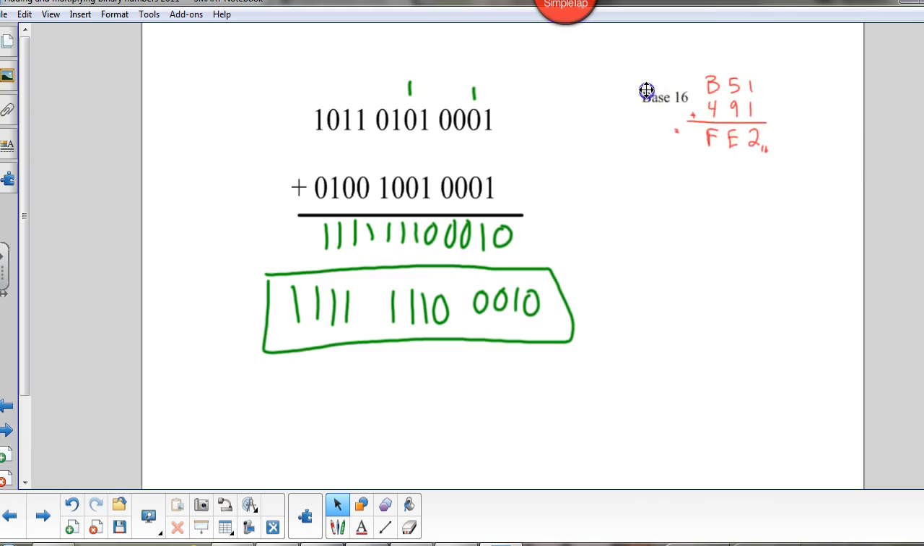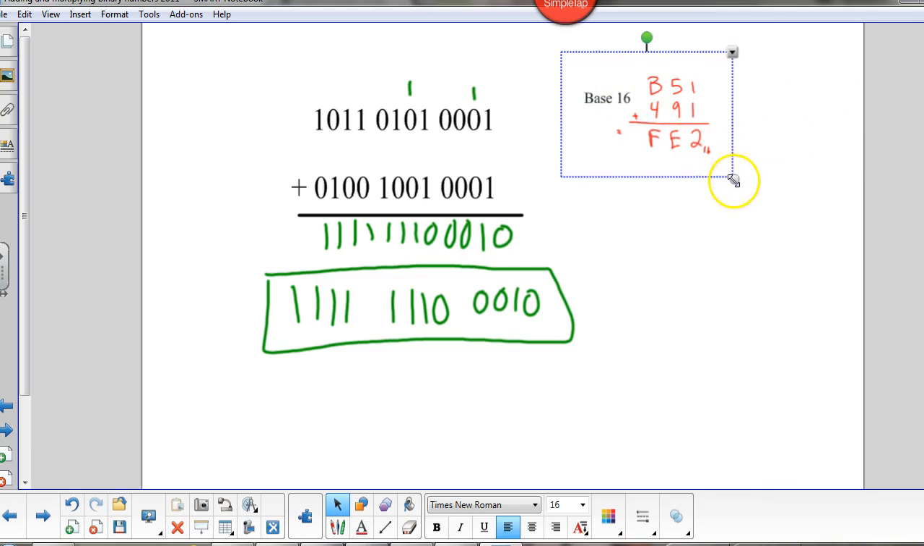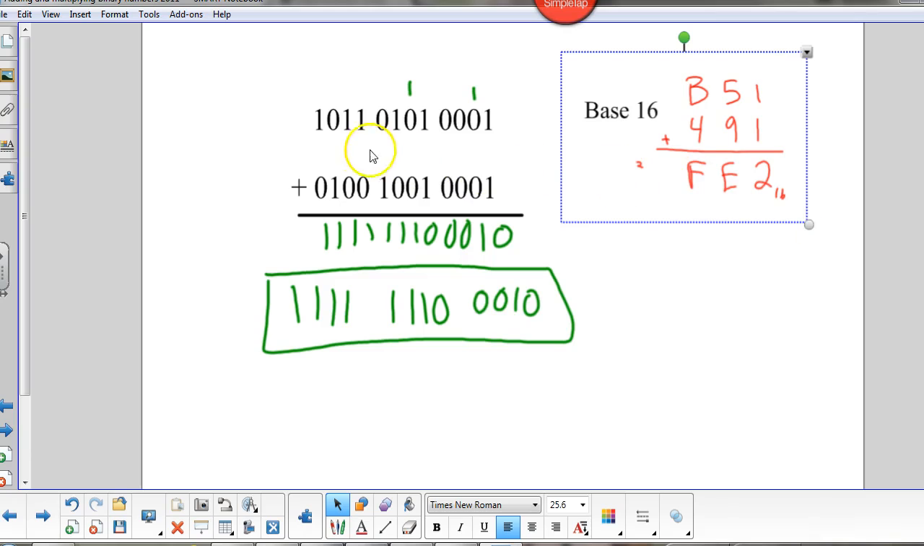Now, an interesting thing is, well, can you add in base 16? Well, yeah. If I think about the last one when I translated between binary and base 16 in the last problem set, this top B51, B is the number for 11, which is 1011. 5 is 0101, and 1 is 0001. So this top number in base 16 actually would be B51. The bottom number in base 16 would be 491. And if I just add those, 1 plus 1 is 2.